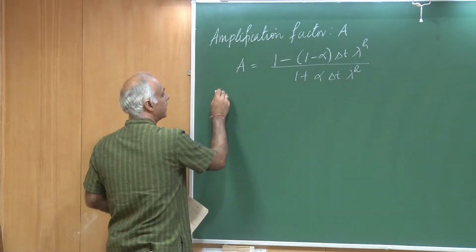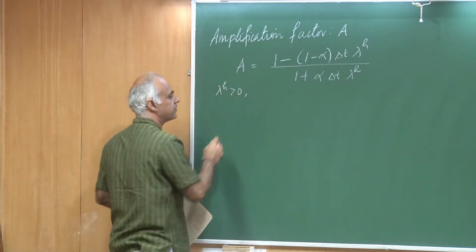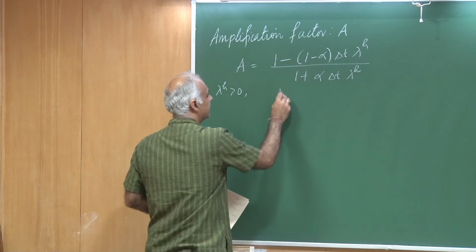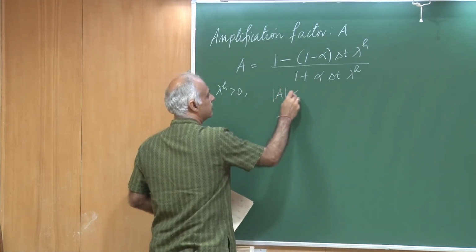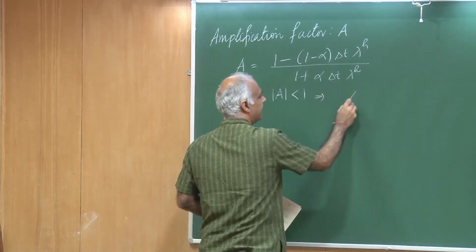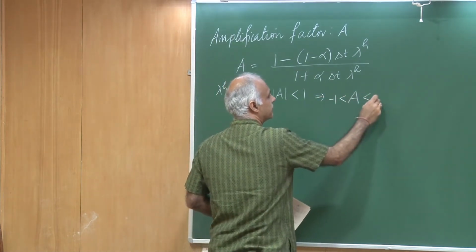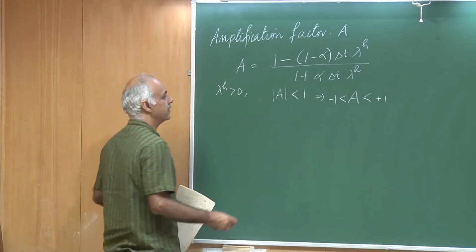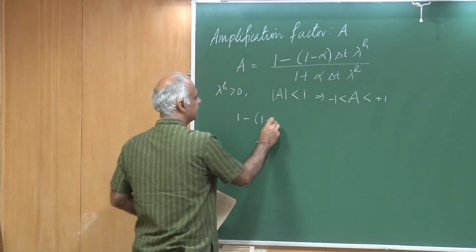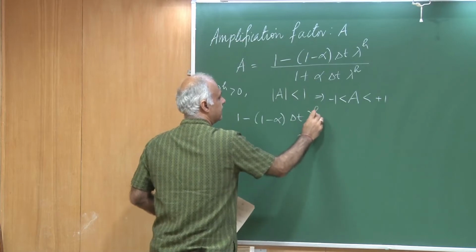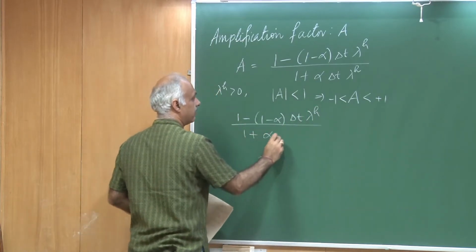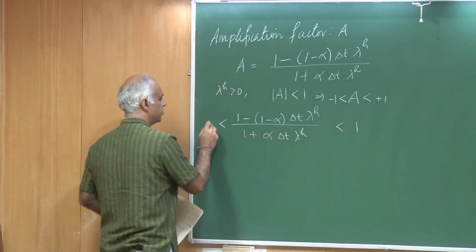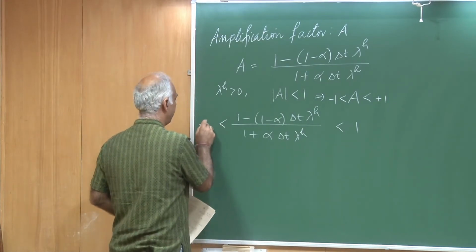So, we are looking at a case where lambda h is positive. So, the actual system is stable, and therefore, we would like that this amplification factor should be less than 1, which implies that A itself can lie between -1 and +1. So, we are only looking at the issue of stability. So, this would then imply that (1 minus alpha delta t lambda h) divided by (1 plus alpha delta t lambda h) should lie between +1 and -1.